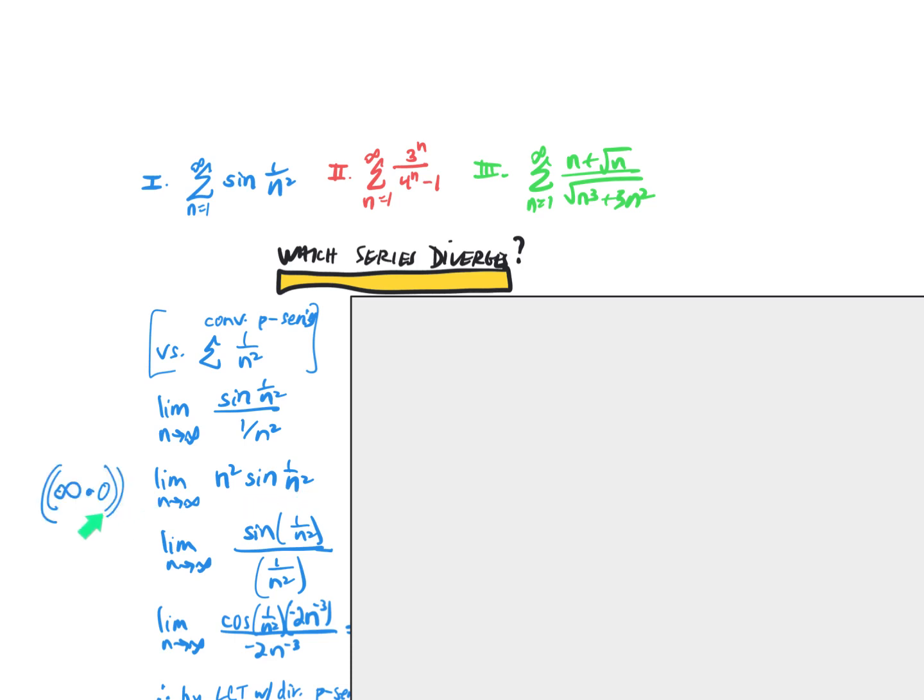However, we can't use L'Hopital's rule until we write it as a fraction. So we'll rewrite the n squared in the denominator as n to the negative 2 power. And now we have the indeterminate form 0 over 0.